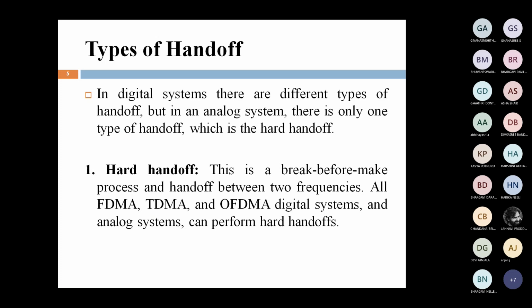First, I discuss the first type of handoff, which is hard handoff. The other name of hard handoff is break before make. That is, when we want a new connection from the adjacent cell site base station, we have to break the previous session, and only then move to the next base station. That is called the hard handoff. This type of hard handoff is used in FDMA, TDMA, and OFDMA digital systems and analog systems.